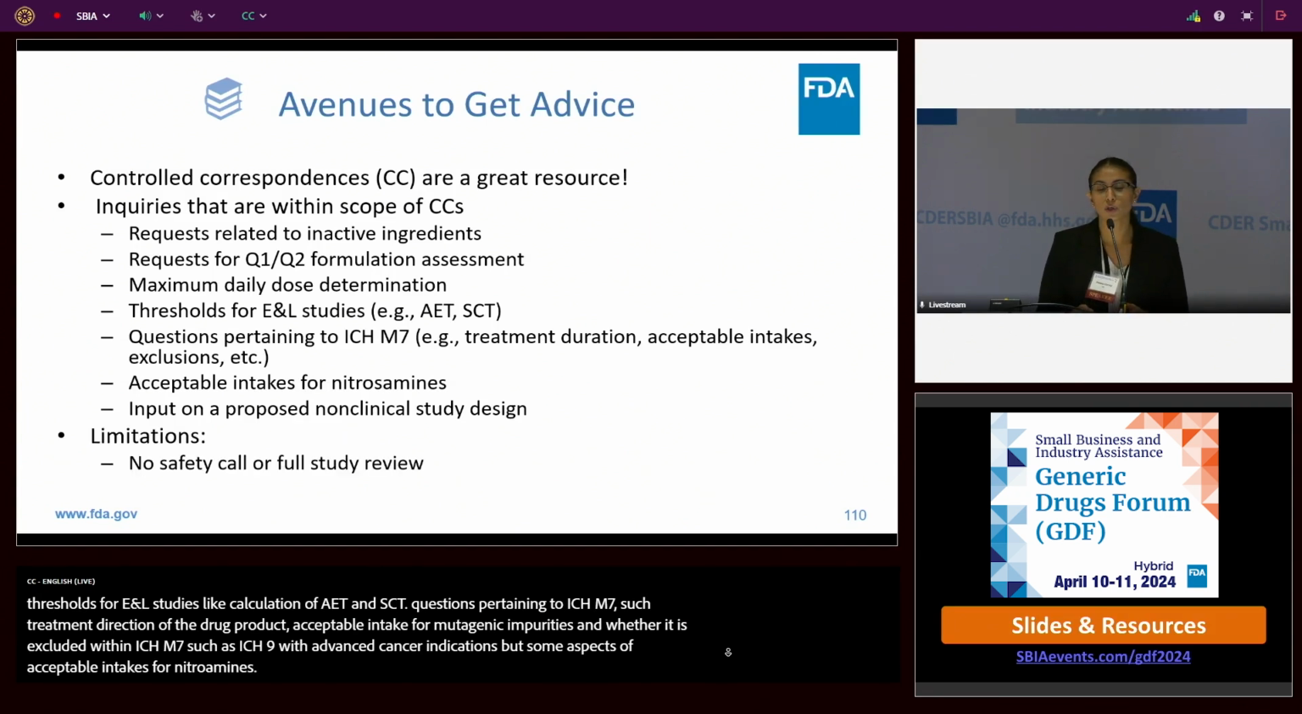It's also important to note that there are limitations to what can be addressed in a control correspondence. Although we can provide input on a non-clinical study design, a control correspondence is not intended to conduct a full study review, and therefore a safety call is not addressed in a CC.